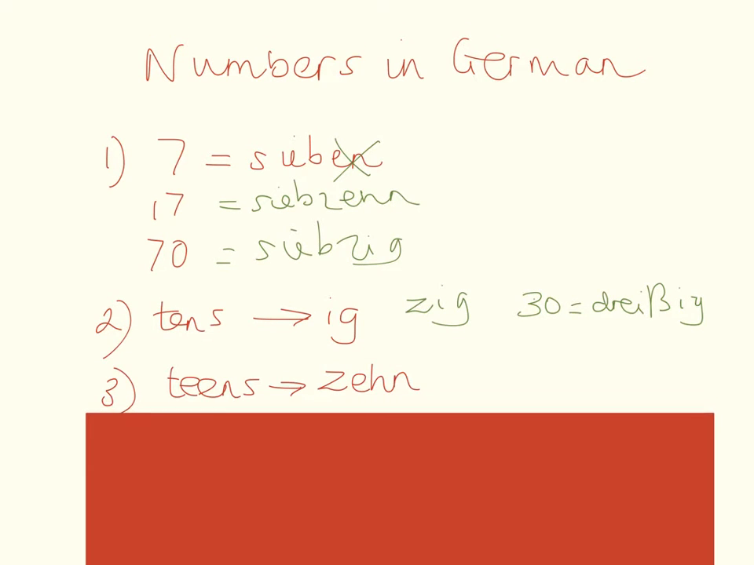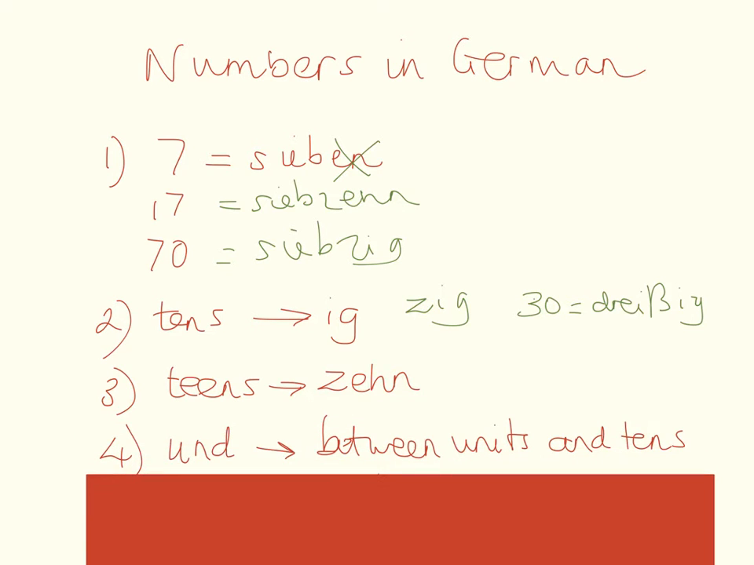Thirdly, the teens will have zehn. So if we say 13, 14, 15, then those numbers need a zehn on the end in German. This is really important when you're listening out for numbers. It helps you decide whether it was a ten or indeed a teen that you heard. So for example, dreißig, you heard the IG, therefore it must be a ten. But 13, it will be a teen, so it's dreizehn.